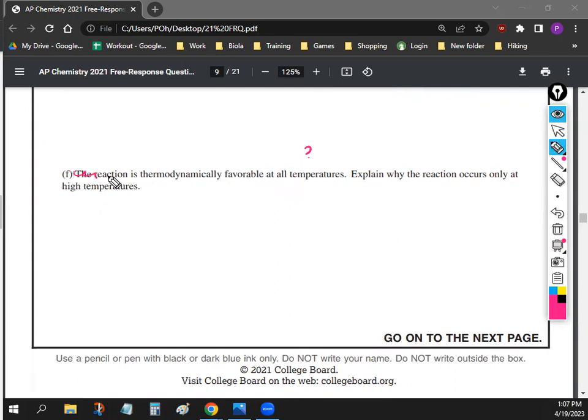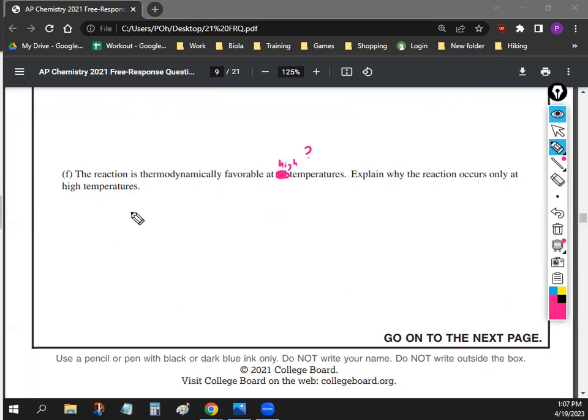Okay, we're gonna ignore this. I'm assuming that this is supposed to say at high temperatures. Explain why the reaction only occurs at high temperatures. Yeah, let's ignore that first sentence. College Board, what's up, man? You're tripping out more than me. Just look at the actual question: explain why the reaction only occurs at high temperatures.